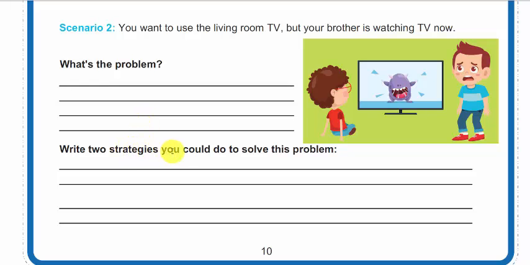Write two strategies you could do to solve this problem. Escribir 2 estrategias que puedan resolver esos problemas. Como les comenté en la actividad anterior, tienen 9 más 2 que ustedes escribieron, así que tienen bastantes opciones para elegir sobre cuáles son las opciones que pueden resolver el problema. So you have many options that you can choose to write on these lines to mention which ones could be the strategies that could solve the problem.